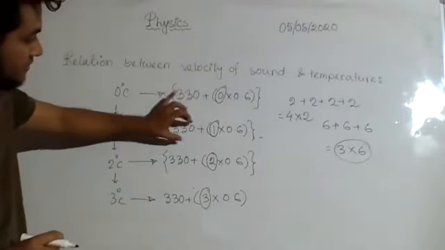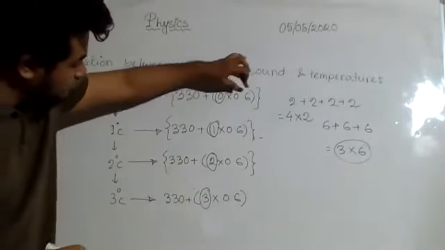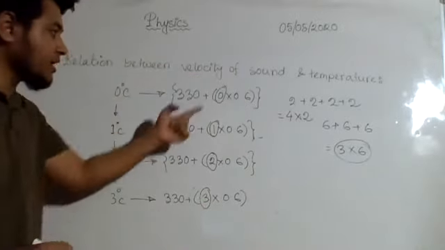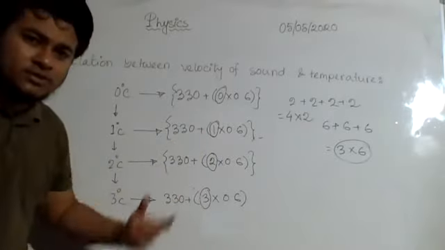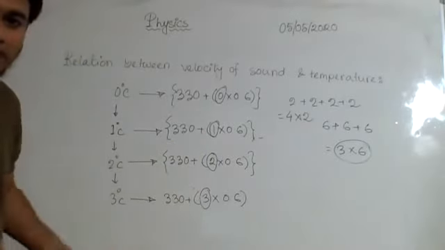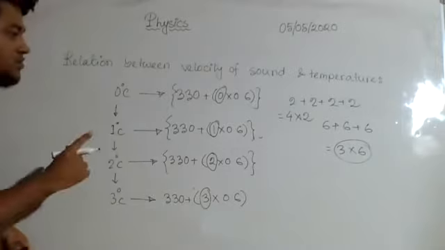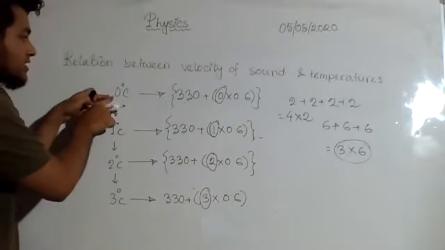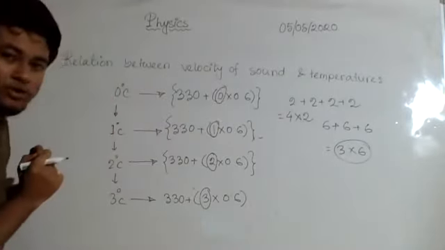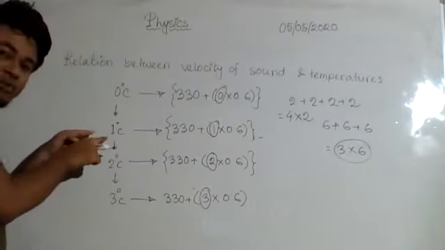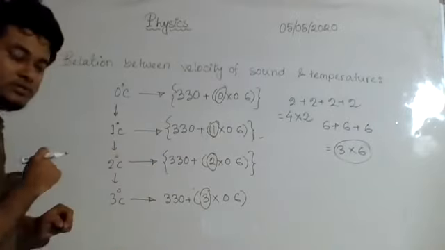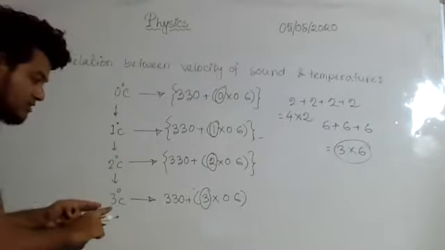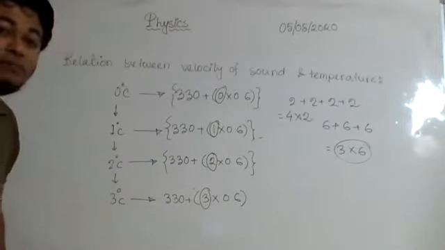You see 330 plus, 330 plus, 330 plus, 330 plus into 0.6, into 0.6, into 0.6, into 0.6. So this part is same. The changing part is this number. Why does it get changed? It is changing according to the temperature. If you notice, when it is 0 degree Celsius, 0 is multiplied with 0.6. When it is 1 degree Celsius, 1 is multiplied with 0.6. When it is 2 degrees Celsius, 2 is multiplied with 0.6. And when it is 3 degrees Celsius, 3 is multiplied with 0.6.